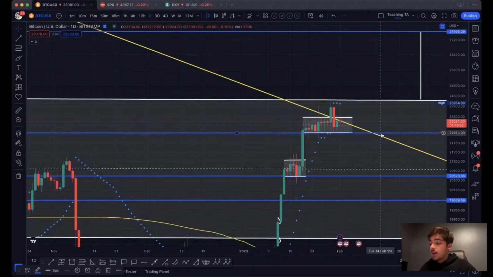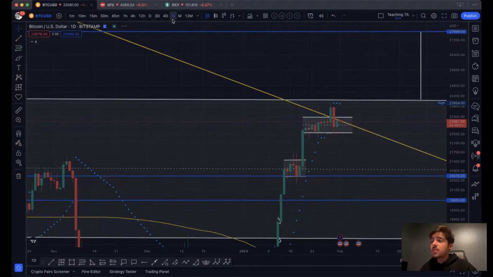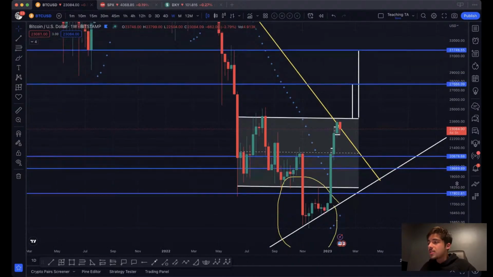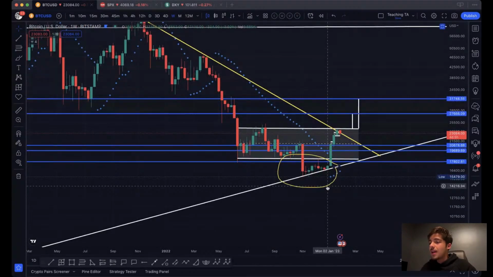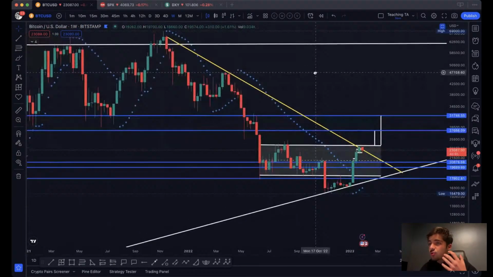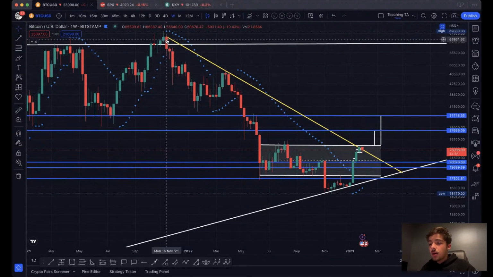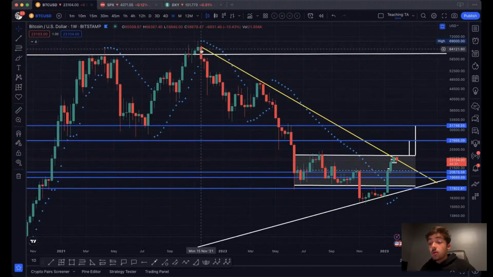Now, if we zoom out a little bit more, we're actually at a very important level already, which is this yellow trend line that you are seeing. If I jump into the weekly chart once more, we could see that this yellow trend line has been an incredibly huge resistance over the last couple of months, since the top of November 2021, sorry, not last year.